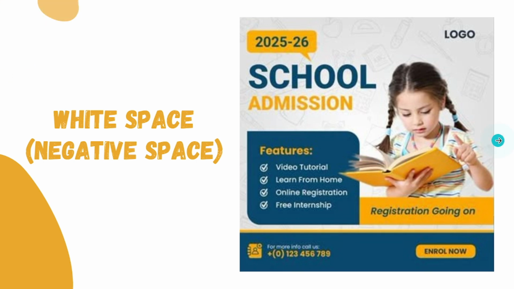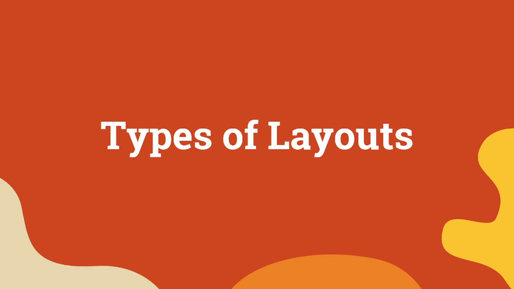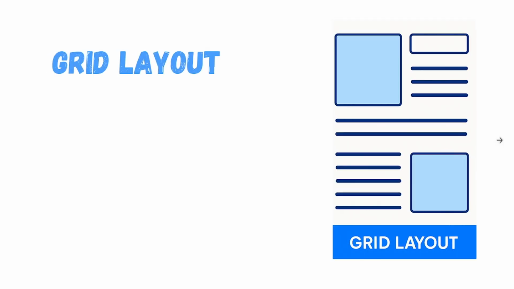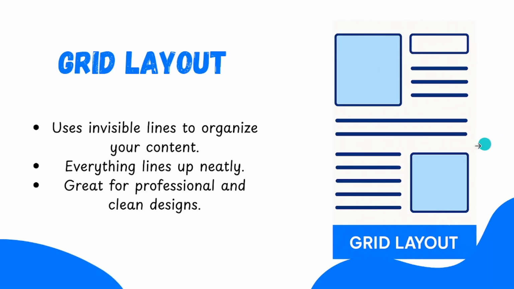Do you understand? So now we are going to look at the types of layouts. We just finished looking at the key elements in layout, so the next thing is types of layouts. One of the types of layouts is known as grid layouts. A grid layout uses invisible lines to organize your content. Everything lines up neatly. Great for professional and clean designs.